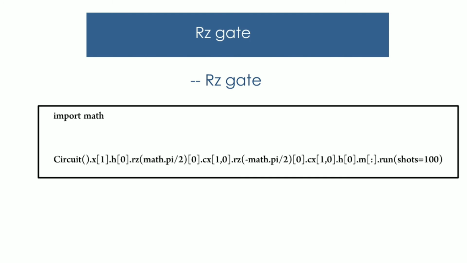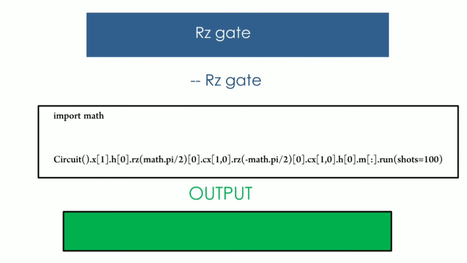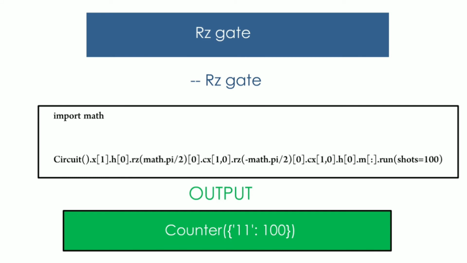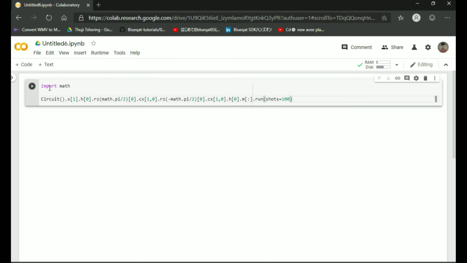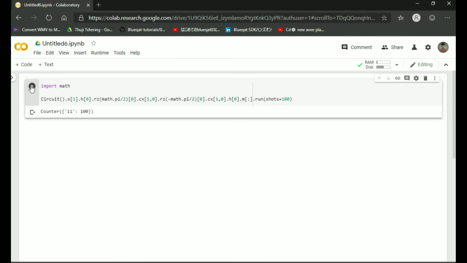Now let us talk about RZ gate. Type the code that is shown on the screen. Then after we run this code, we will get the output as 1 1. Let us confirm this operation in Google Colab. Type the code and click on the play button to run the code. We get the output as 1 1.